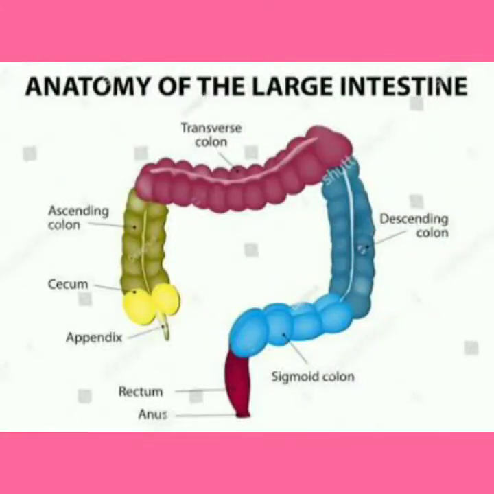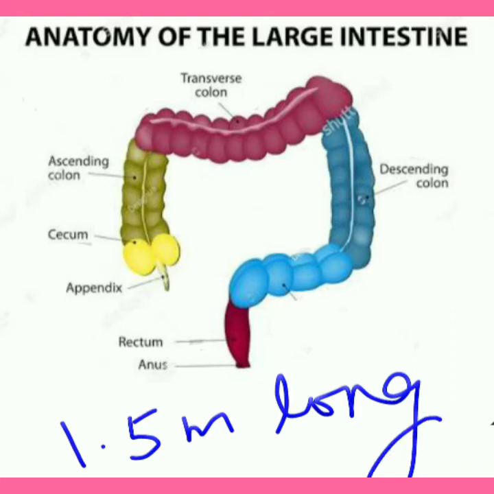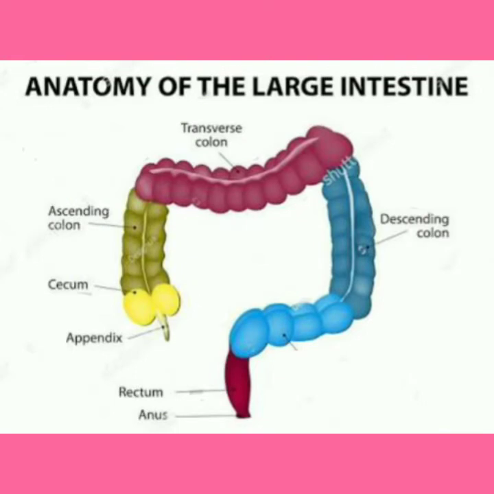Good morning, students. So let's read today about the large intestine. So the large intestine is about 1.5 meter long and it has three parts. They are cecum, colon and rectum.